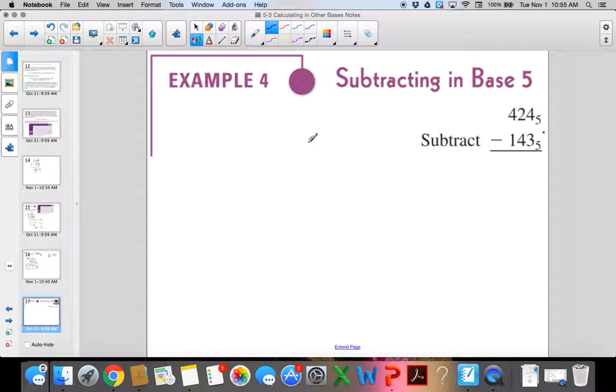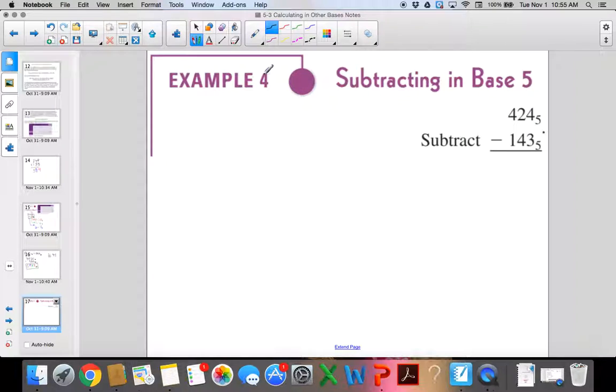Okay, so here we go again. Subtracting numbers in different bases. So our example starts with subtracting 424 minus 143 in base 5.